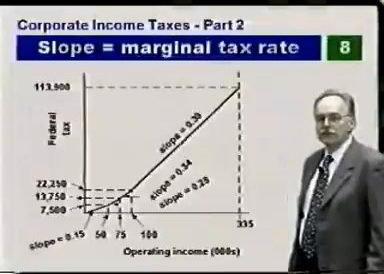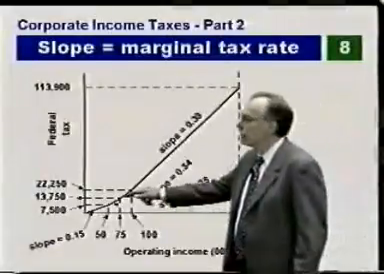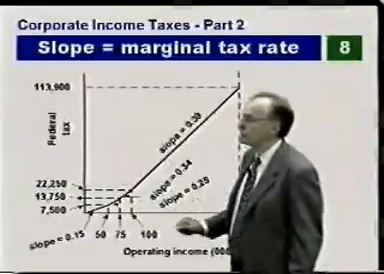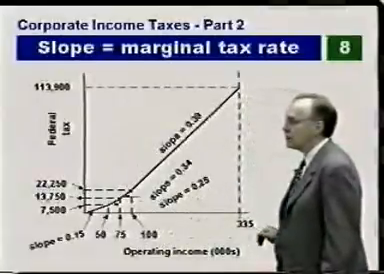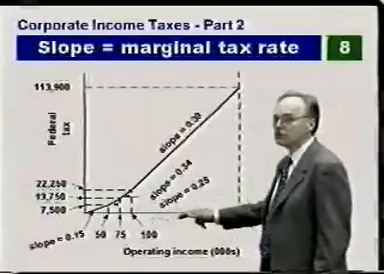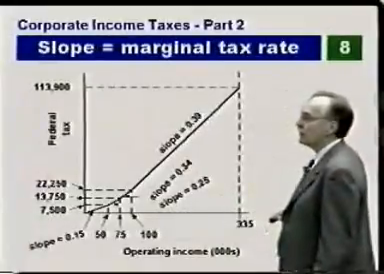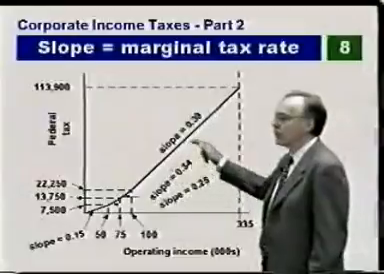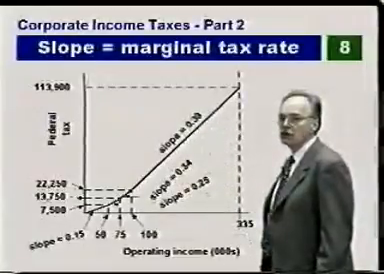If we look at the graph, with federal tax on the vertical axis, taxable income on the horizontal axis, our company finds itself in range 4 between the lower limit of 100,000 and the upper limit of 335,000. The slope in this portion of the graph is 39%. So that's the marginal tax rate.